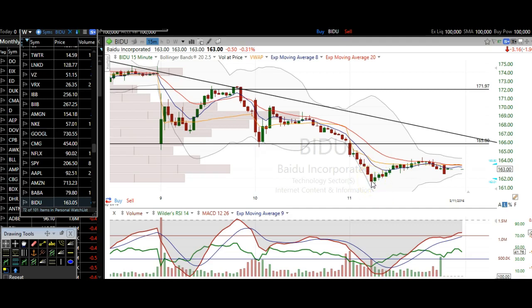So it was a really nice trade. It's this support break that you need to pay attention to. Okay, support, support, and it broke on this candle right here. Okay, we're in a downtrend. All right, so that's BIDU.